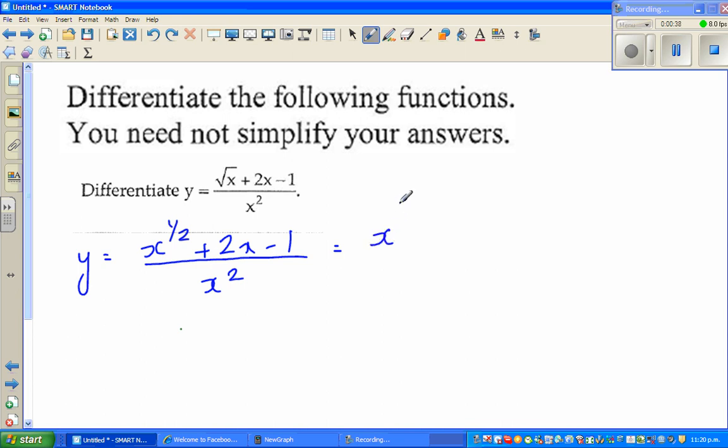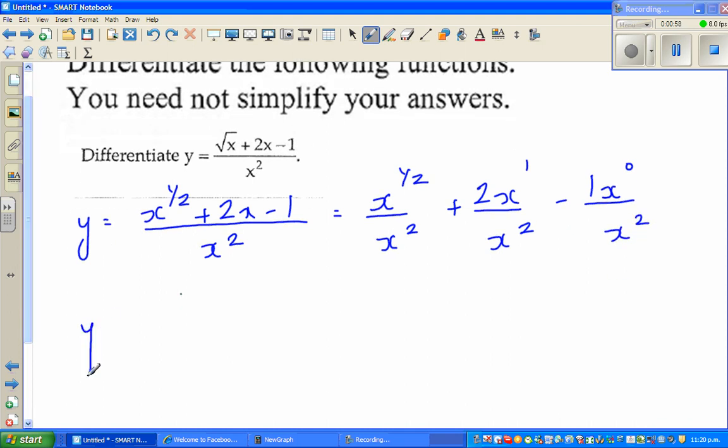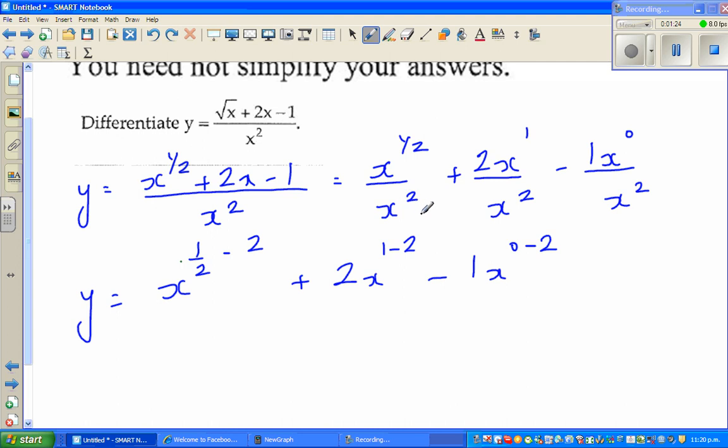So the next step I can write like this: x to the power half over x squared, plus 2x to the power 1 over x squared, minus 1, which can be written as x to the power 0 over x to the power 2. I'm doing it very slowly. So I'm just simplifying. Now you're dividing powers, so you take away the exponent. So y is equal to x to the power half minus 2, plus 2x to the power 1 minus 2, minus 1 x to the power 0 minus 2. When you're dividing powers, you subtract the exponents.